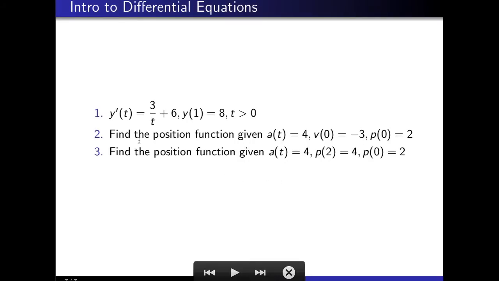Okay, so the first one that we're going to do is we want to find a function y so that y prime is equal to 3 over t plus 6, and y of 1 goes through 8.